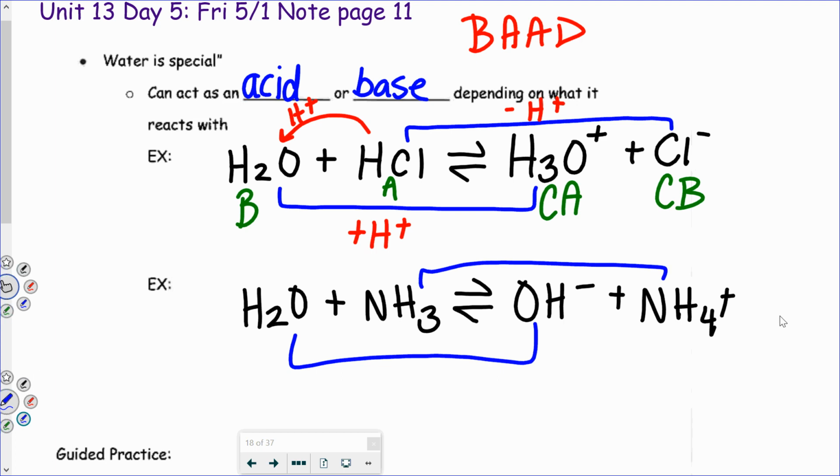Now what we need to do is figure out, going from reactants to products, did it gain or did it lose a hydrogen? So H2O, there's 2 hydrogens, and now I only have 1. So that means I lost a hydrogen ion along the way.